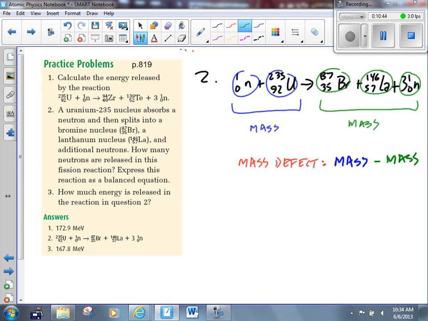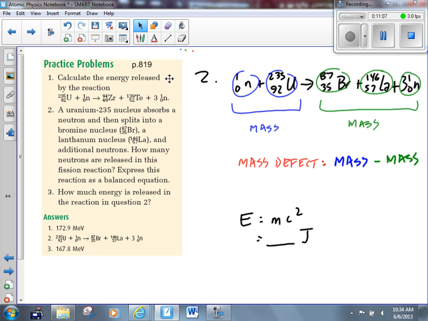That's our mass defect. Now, from that mass defect, we're going to say E is equal to mc squared. All we're going to do is plug the mass defect into there, multiply it by the speed of light squared, and we're going to get the energy that's released, although understand that that energy is going to be in joules. We may have to convert it to electron volts, depending upon what our four options are.